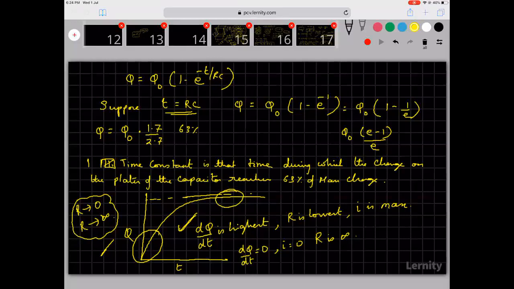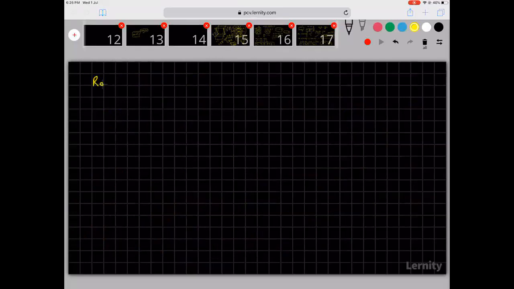Okay, now we can talk about a lot of things. We can talk about rate of change of energy, that is rate of storing of energy.